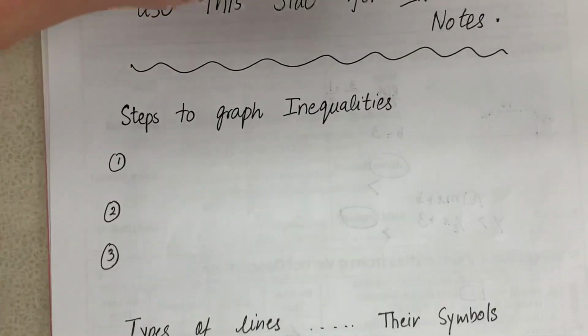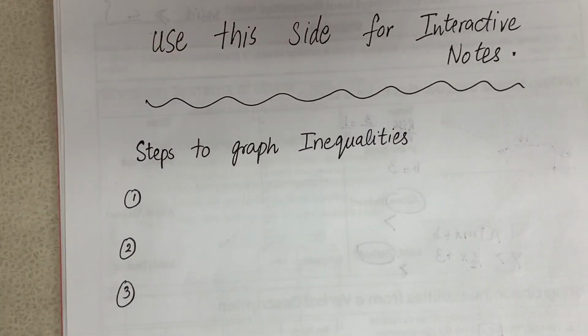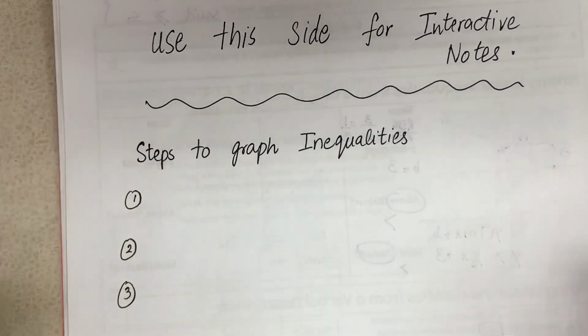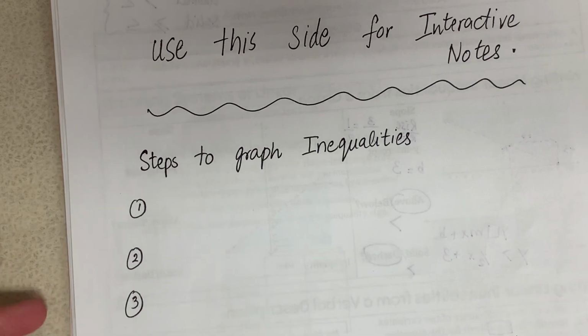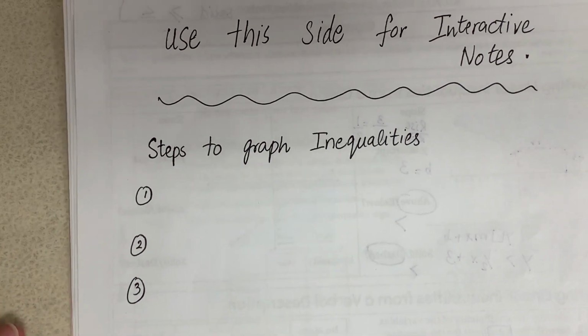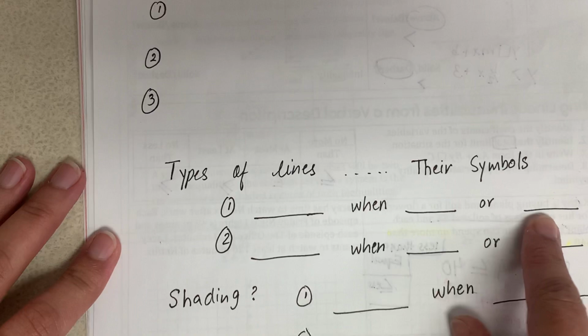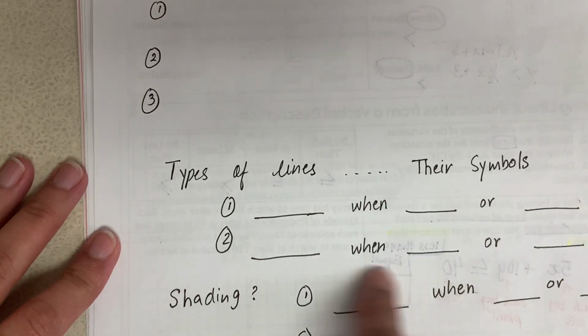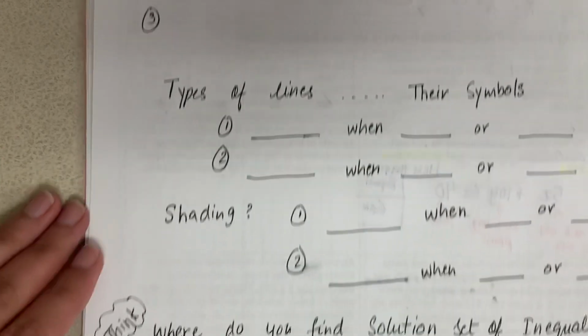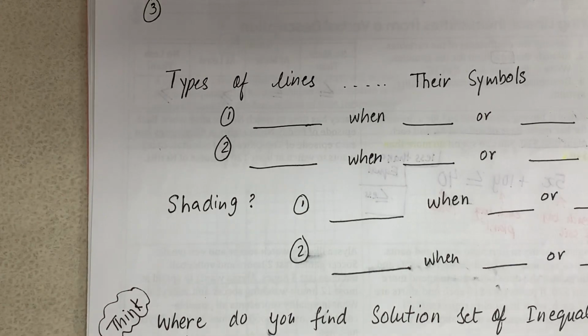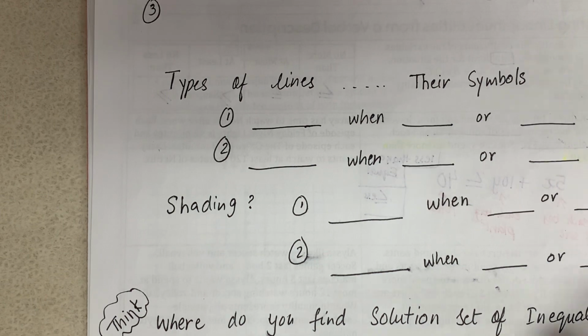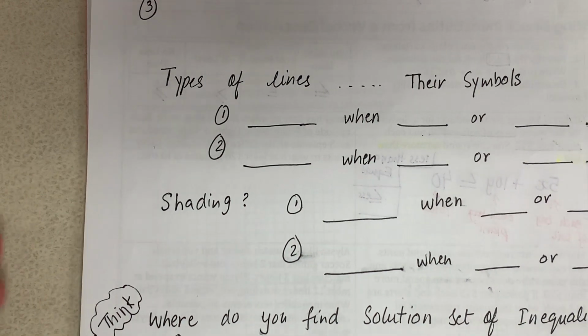If you flip your paper, there's a blank side, but then there's an opportunity for you to make interactive notes, such as steps to graph inequalities. What are your steps? What type of lines you have and their symbols, what type of shading and their symbol. Where do you find the solution set? So think about what are the possible solution sets and where do you find them? And that goes over here. So use this space to make interactive notes for yourself so you remember these small things.